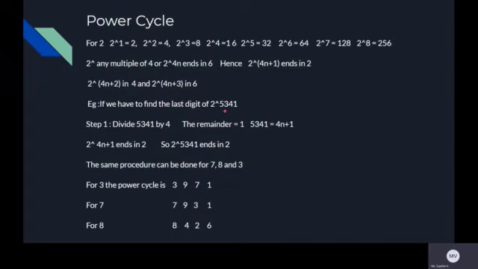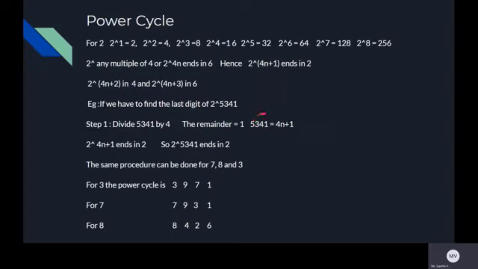Right? So for that, your step 1 is to divide 5341 by 4. When you divide it, you get the remainder to be 1. So 5341 divided by 4, the remainder is 1. That means your 5341 can be written as 4n plus 1. Right? Because it is 4 into some quotient plus the remainder 1. Divisor into quotient plus remainder is the dividend. That is what I have used here.